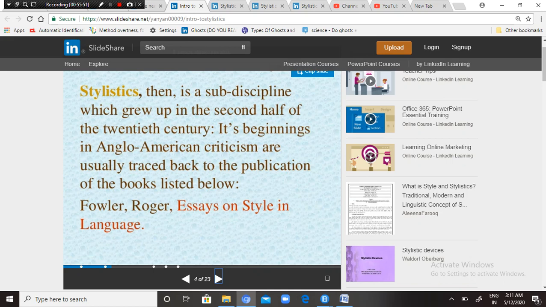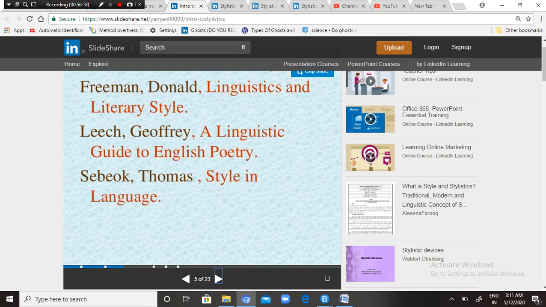Stylistics then is a sub-discipline which grew up in the second half of the 20th century. Its beginnings in Anglo-American criticism are usually traced back to the publication of the book listed below, Essays on Style and Language. These are the familiar linguists in British society and in the whole world.